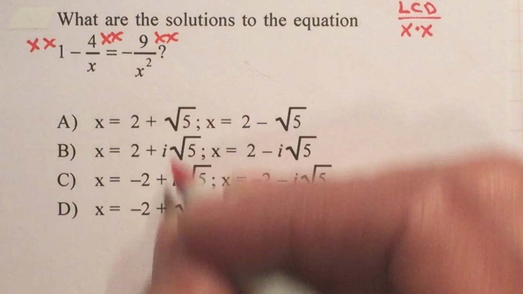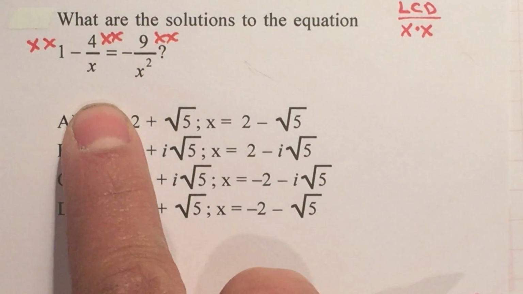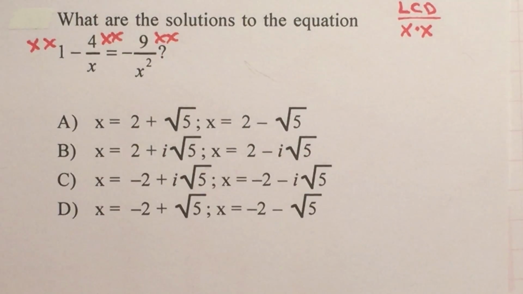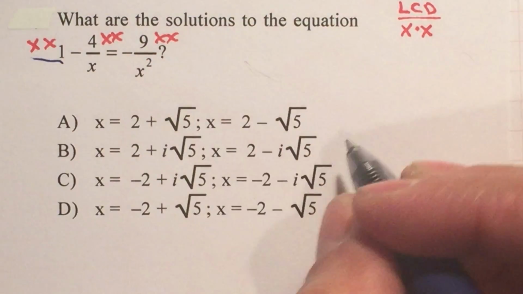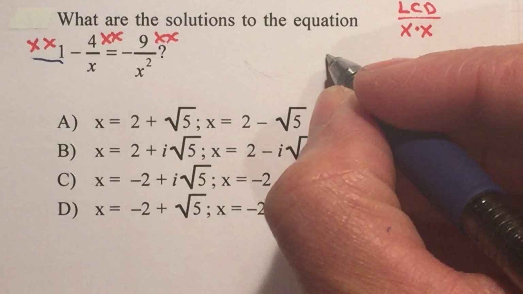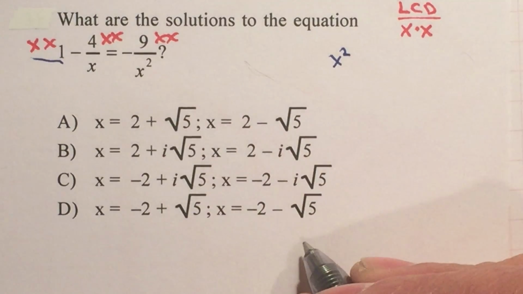And I'm going to multiply each term by x and x, because I want to cancel my denominator. In the first term, what cancels? Nothing, since there's no denominator, so I just end up with x times 1 will give me x squared.